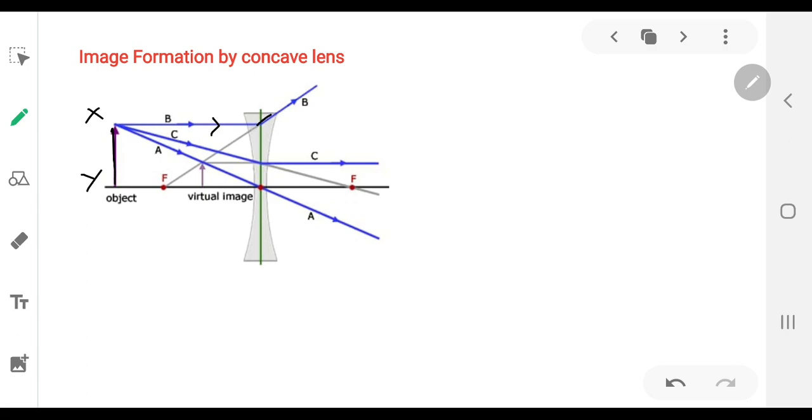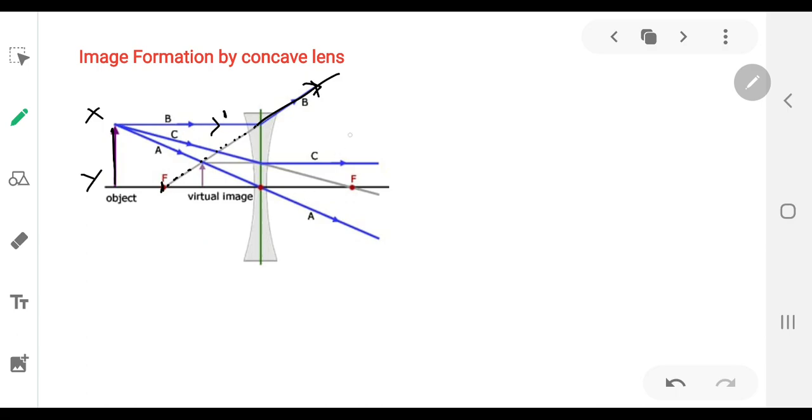First ray is parallel to the principal axis. After refraction, it diverges because the nature of the concave lens is to diverge the refracted ray. So the refracted ray diverges. How does it diverge? Its direction, when you extrapolate, meets at point F. This is the first ray.